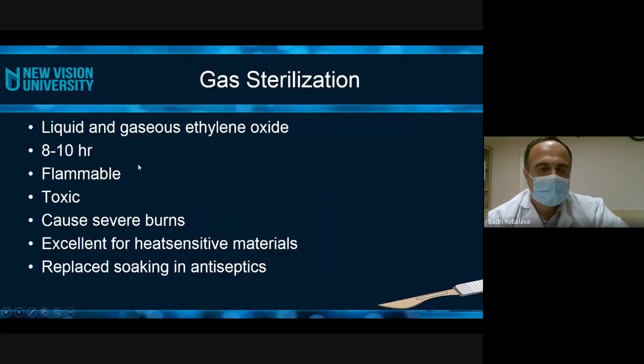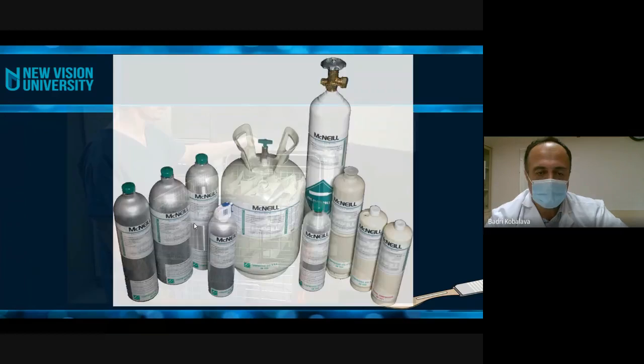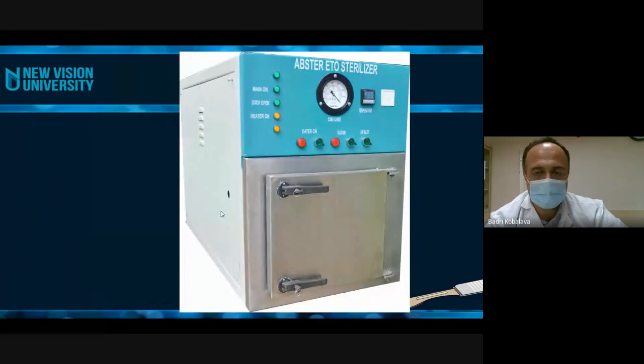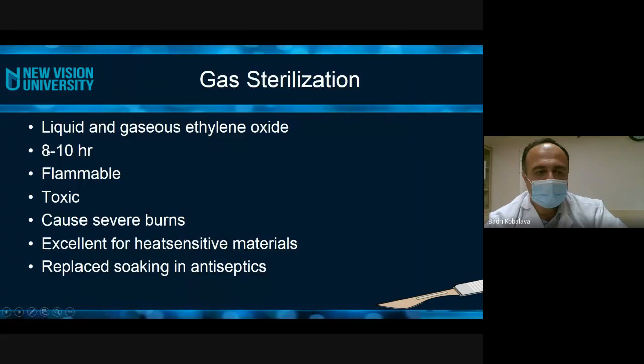Okay, so ethylene oxide is actually a gas, but is pumped into such balloons, and under pressure is liquid. And then this is connected to such devices, and concentration is created inside. It needs 8 to 10 hours, so it is a disadvantage of this method. Also, it is flammable and it is toxic for personnel.